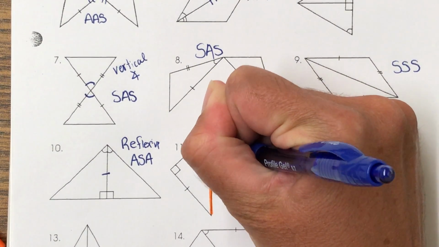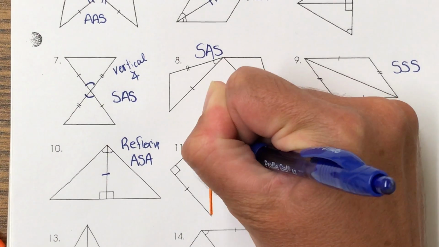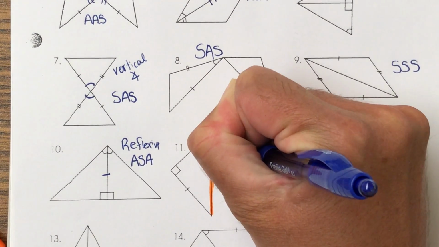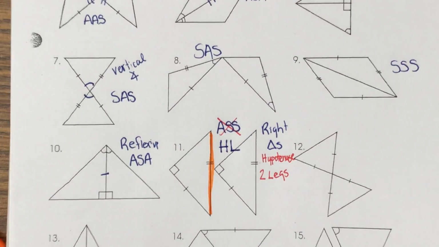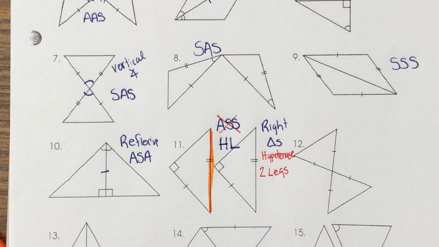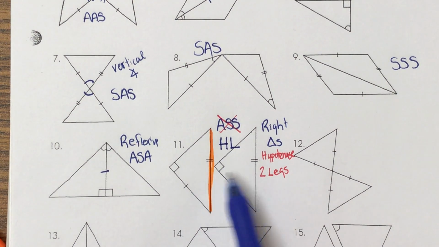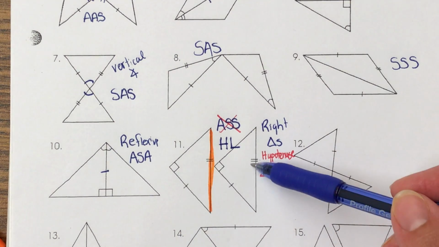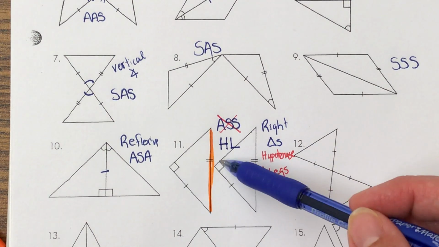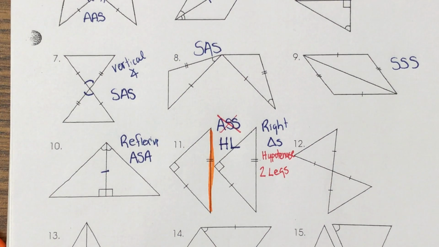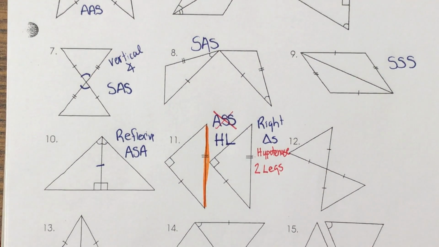But we don't use angle, side, side. We can use hypotenuse leg because we have two right triangles. So we've actually just learned a new triangle congruency justification, and that is when I have two right triangles, if I have a hypotenuse and a leg, knowing I have the right angle, then I have enough information to make the statement that the two triangles are congruent by hypotenuse leg. So HL congruency.